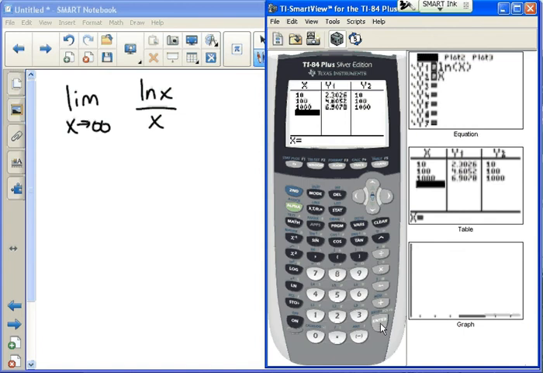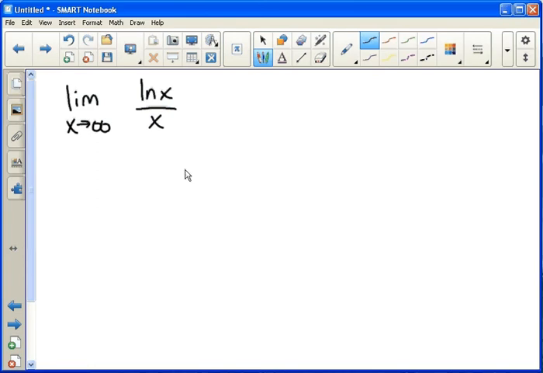So since we've got something slow on top, something faster on the bottom, this would mean that we're going toward 0. Now, you may be able to look at that and tell, but to guarantee it, we need to consider L'Hopital. So for example, natural log of x does go to infinity. It keeps going up and up, even though it does so slowly. X also goes up and up, obviously, because x is approaching infinity. So we get an indeterminate form, infinity over infinity, which means we are allowed to use L'Hopital.